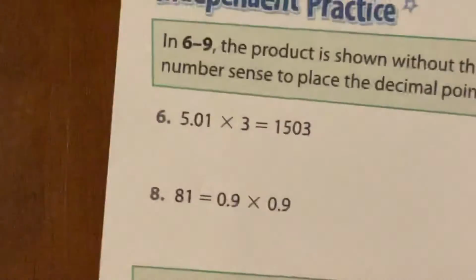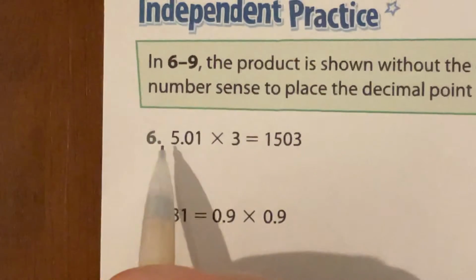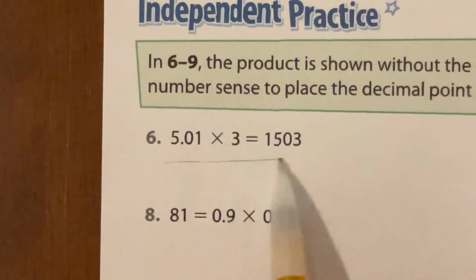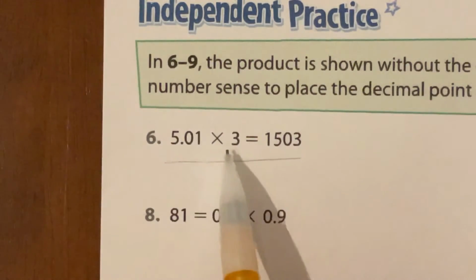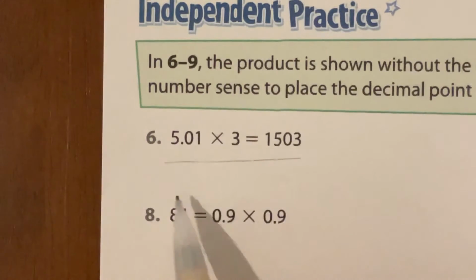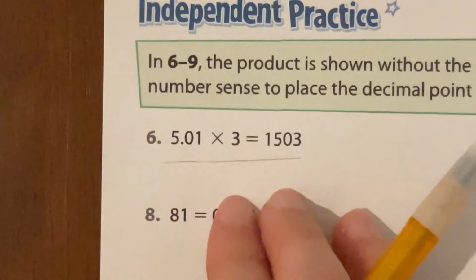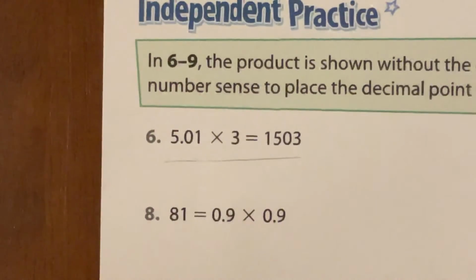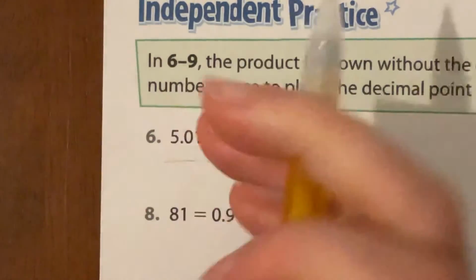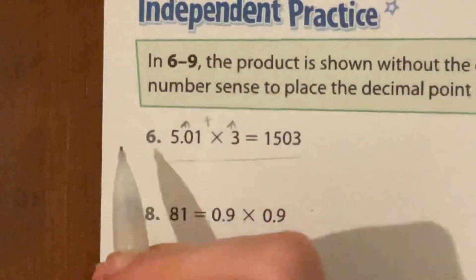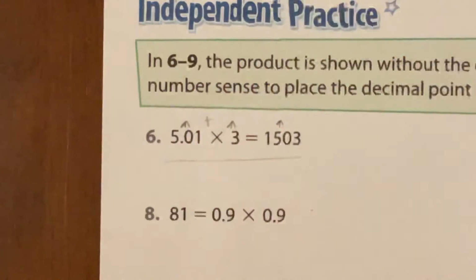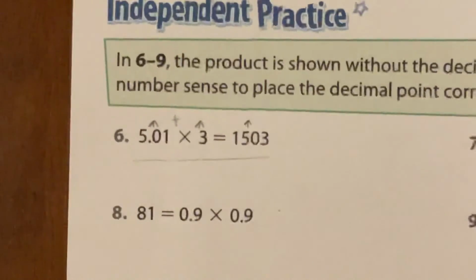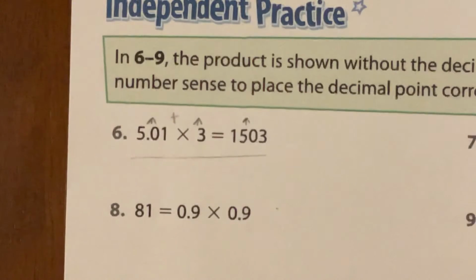Okay, I want you to write this problem on your whiteboard. 5.01 times 3 equals 1503. You should be writing this on your whiteboard. Now I want you to figure out where that decimal point is going to be in your answer. If you need to, draw your little arrows above it. You can even put a little plus sign to figure out where that decimal point is going to go. Okay, sorry, my paper's sliding. The sub is going to pause this for you, and she can play it when you guys are all ready to go.